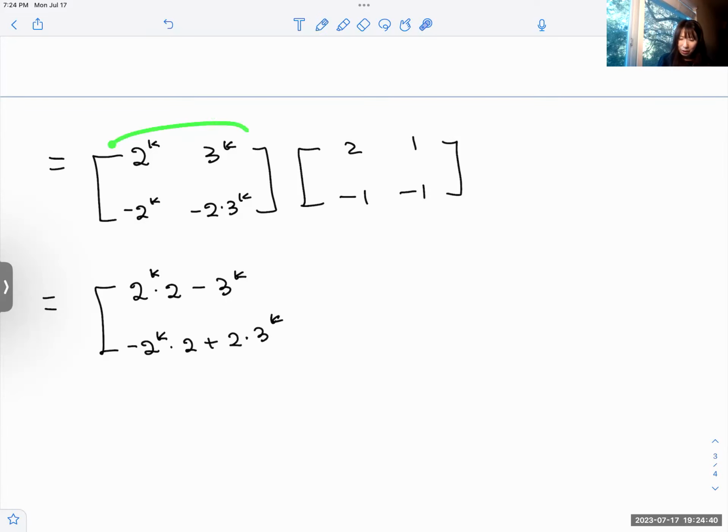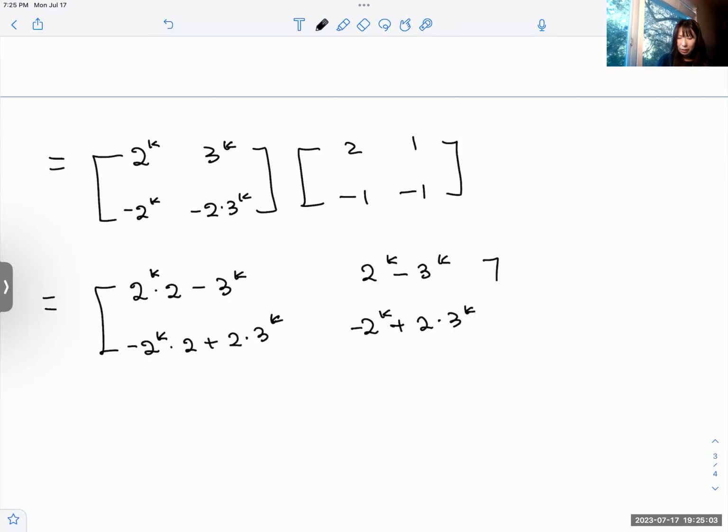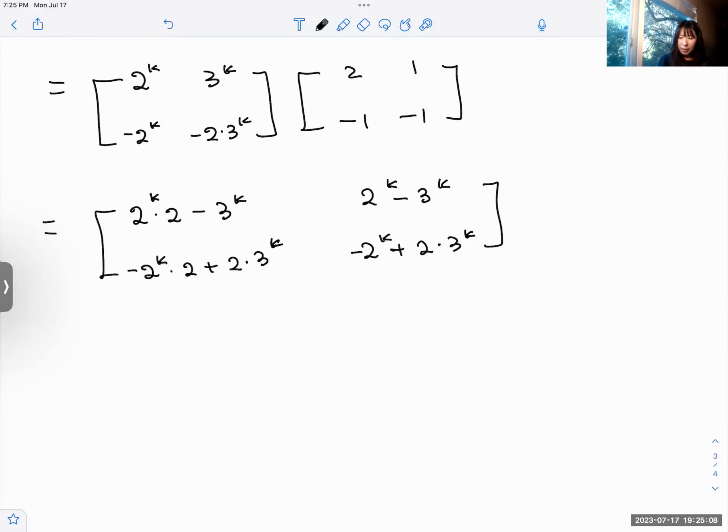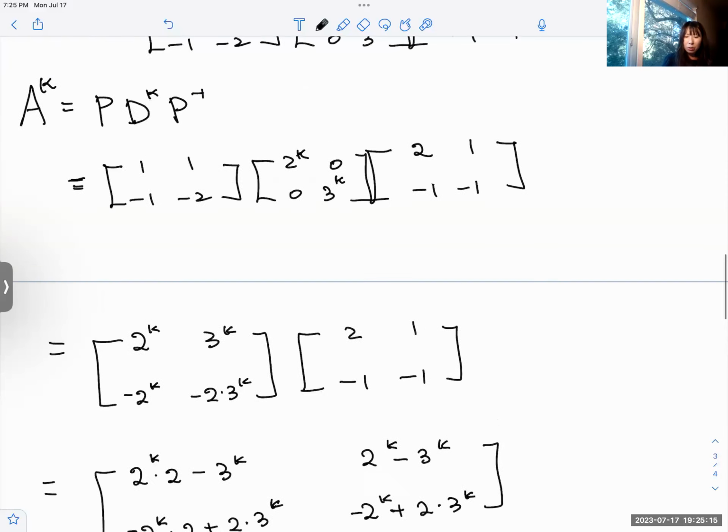Now, so we do this one. Now this one, right? So we have 2 to the k minus 3 to the k, correct? Okay, now we're doing this one. So -2 to the k, +2 times 3 to the k, correct? Yes, thank you for confirming in the direct message. So that is the one. Can you see that?